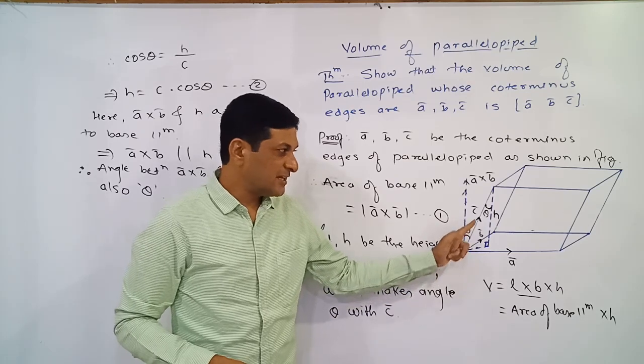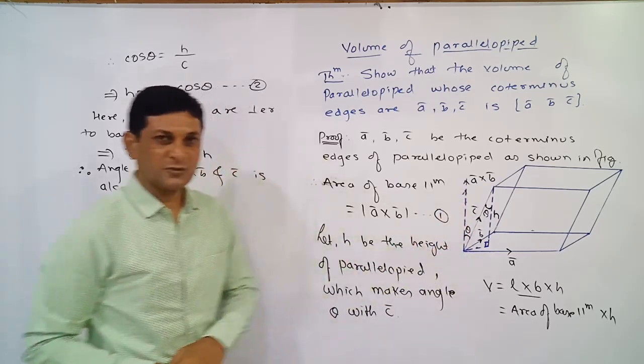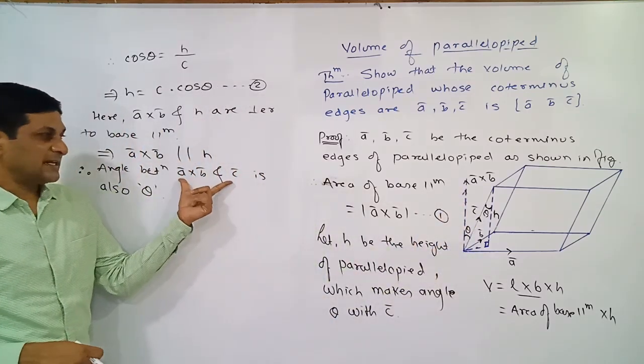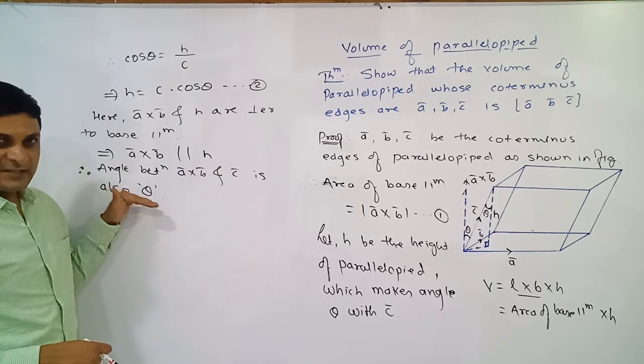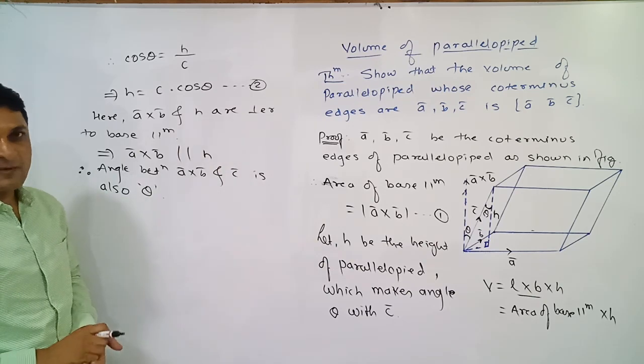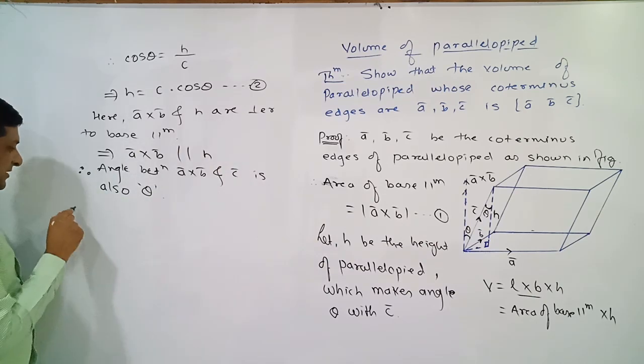Here this theta is the angle between C bar and A bar cross B bar. So that's why we are seeing that the angle between A bar cross B bar and C bar is also theta. So this condition we will require to get our required result. Now let us focus on the required result.